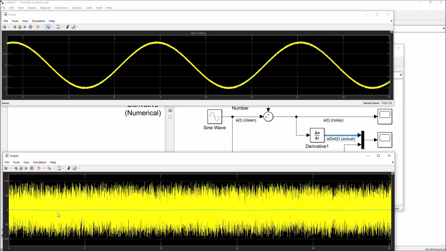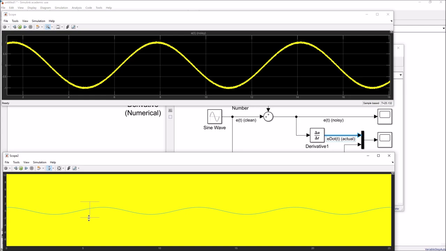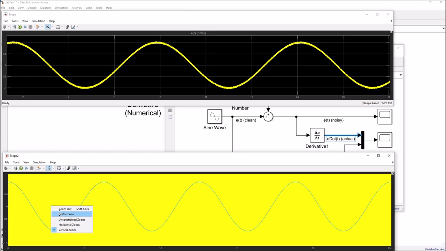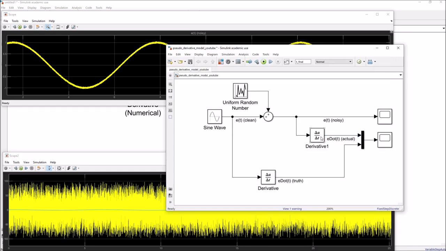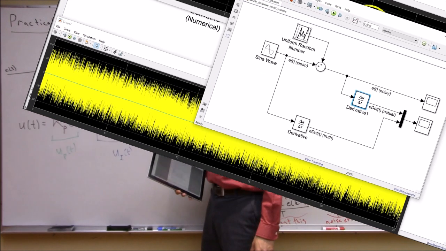If you zoom in here enough, I think we can see the blue signal, which is what we were expecting. Where's the vertical zoom here? So there's the sine wave, but it is swamped out by the noise, right? So this is basically not going to work in a real life situation. This pure numerical derivative is a big problem when we add noise to the system.